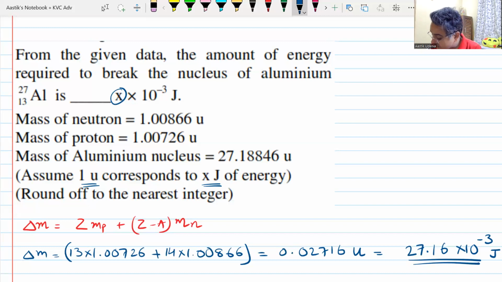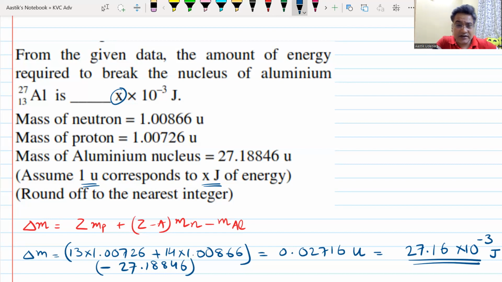Oh, I have not subtracted the mass of aluminium. I made a mistake. Minus the mass of aluminium. The mass of aluminium is given as 27.1886. So you have to subtract that mass also. So I find out the mass defect. The mass defect will come in terms of mu, and 1 mu is given as x joules. So from there you can find out the value of x, 27.16. Do we understand how we have done this? Yes or no?